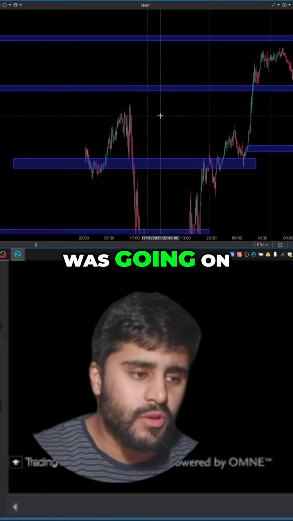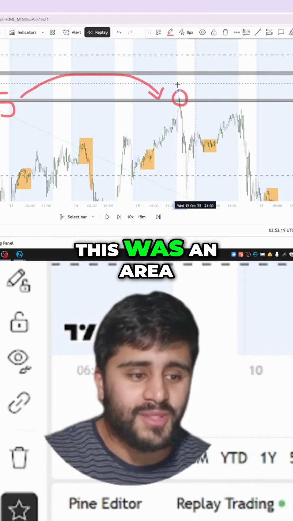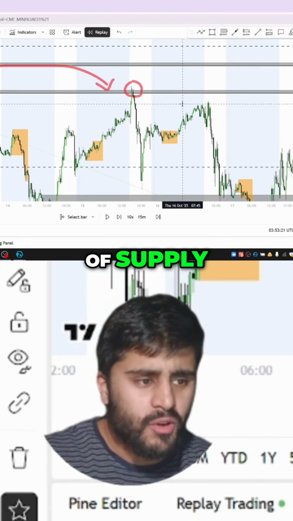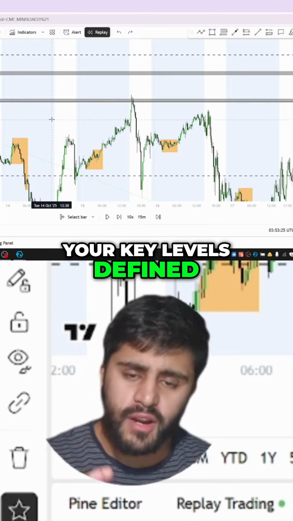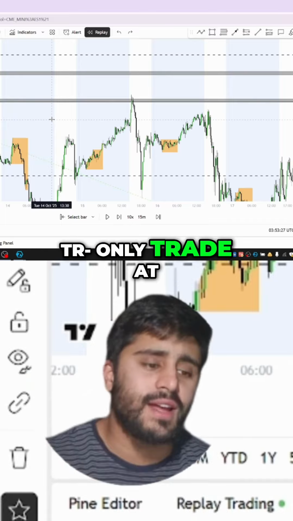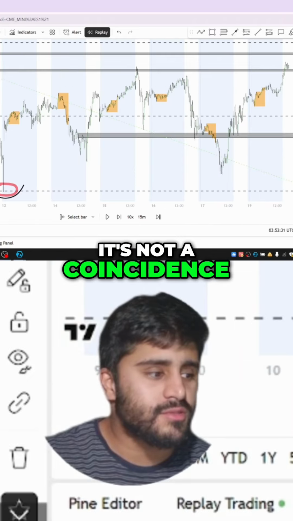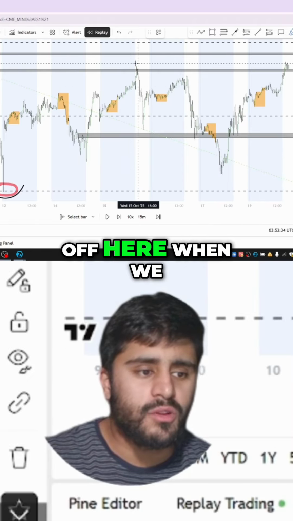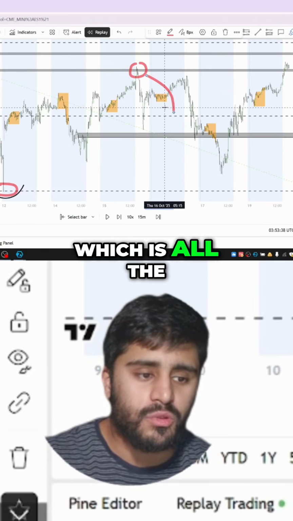So let's see what's going on. Again, we don't have data on that, right? So you're going to have to take my word for it at this point. This was an area of supply, right? We can see that just by the way the market was moving, right? So once you have your key levels defined, you want to only trade at those key levels. Now, what's also important to understand, it's not a coincidence that the market sold off here when we were significantly above the 50% area, which is all the way down here.